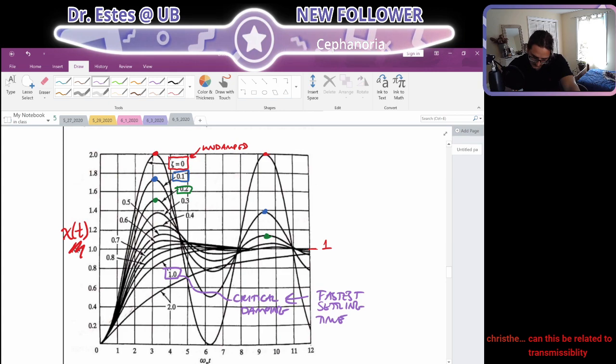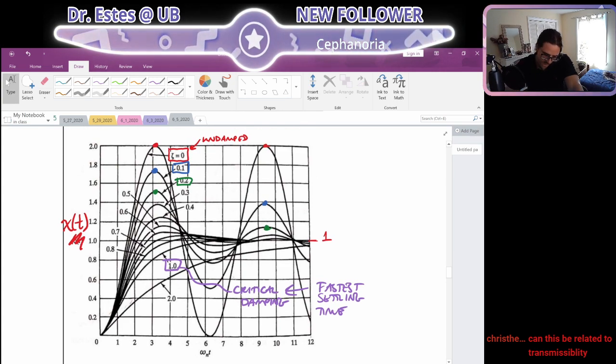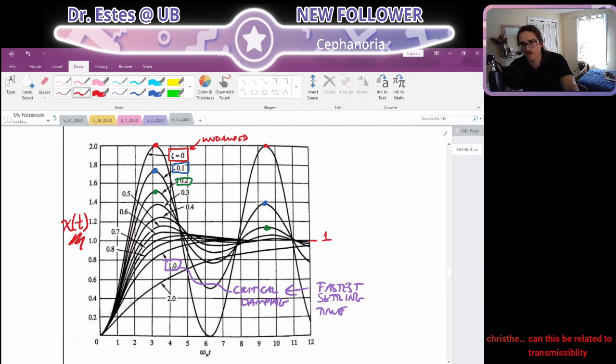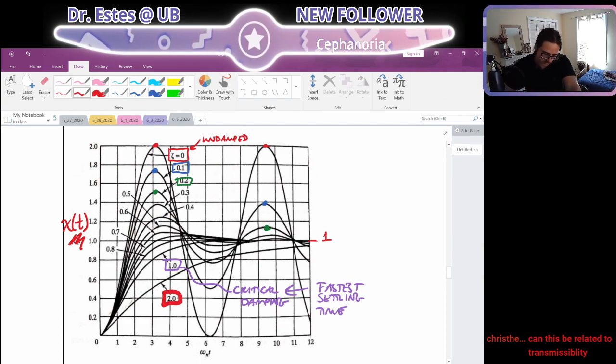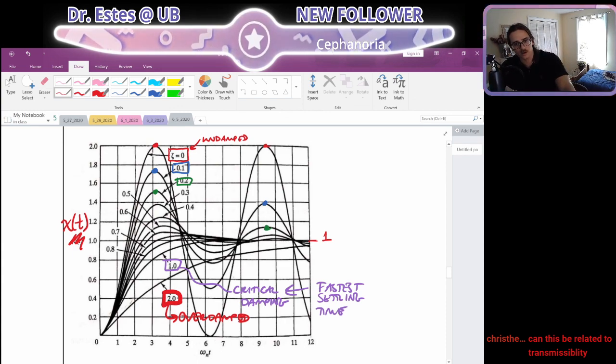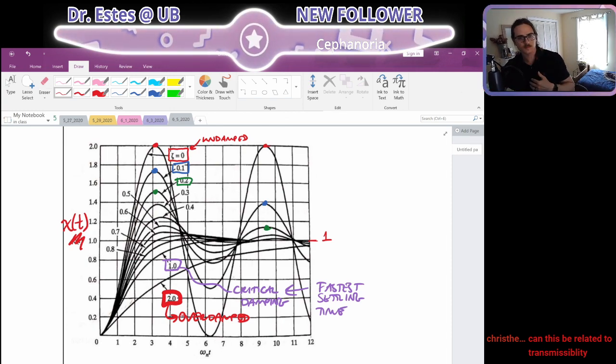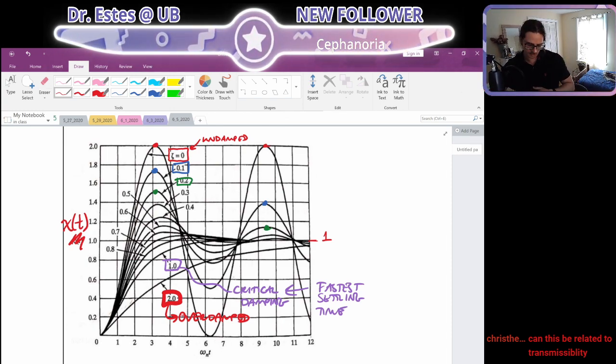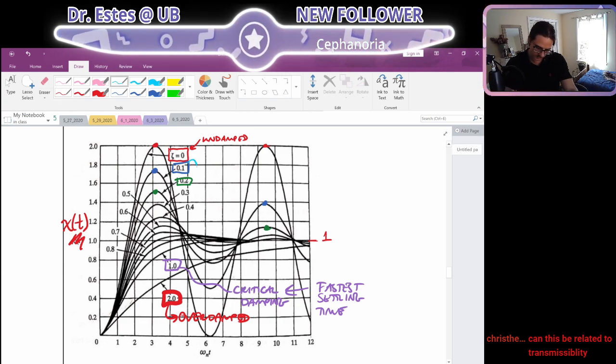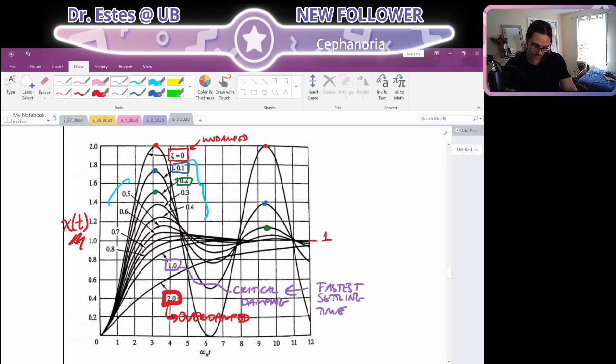Fastest settling time. And then once you go greater than 1, we know that we are overdamped. So anything above 1 is an overdamped system. So the RLC circuit we built today, overdamped. And then all of these guys, 0.1, 0.2, 0.3, 0.4, underdamped.